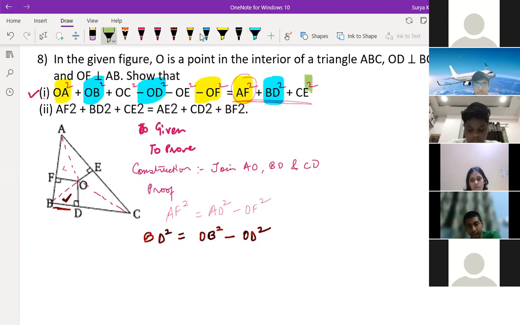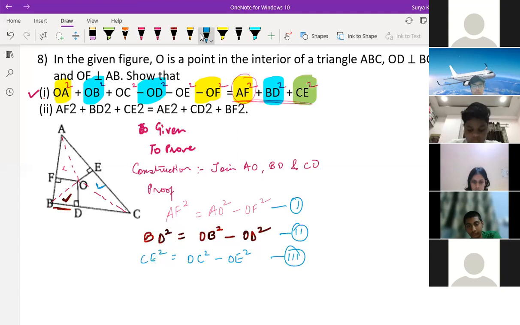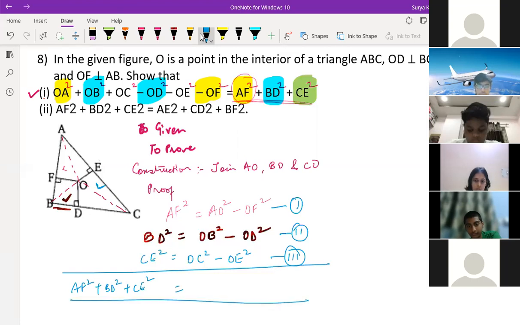Similarly, the last one, CE square. CE square is equal to, taking this triangle from C to E, OC square minus OE square. So first equation, second equation, third equation. On adding the first, second, and third, what do we get, children? You understood already, right? AF square plus BD square plus CE square, and adding everything, the whole part will give the same thing. The answer is right, proved. Is it clear?